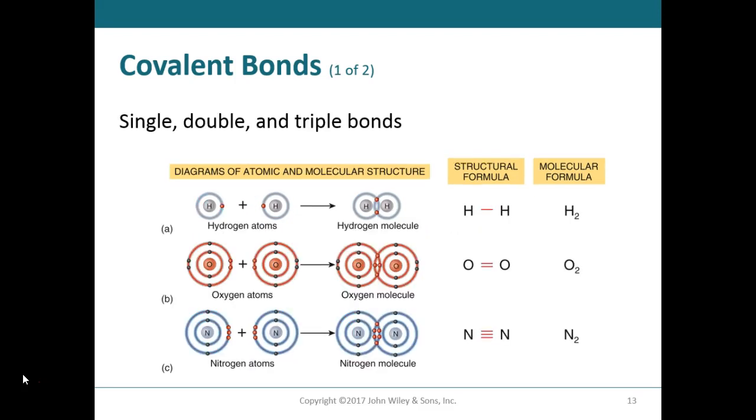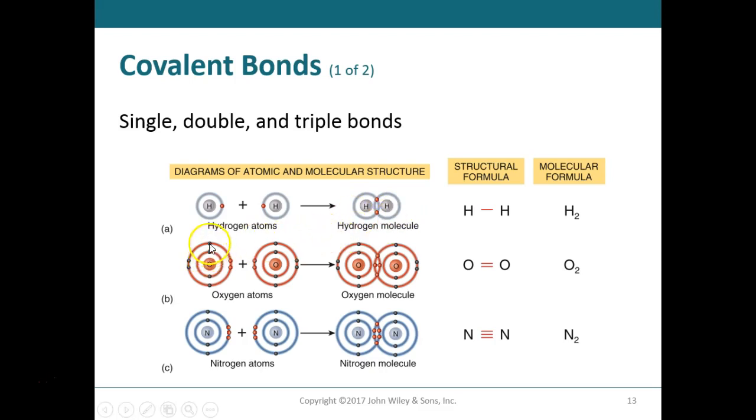And that should be on that slide. So here you can see examples of that where you've got two hydrogen atoms sharing 2 electrons. Remember, hydrogen only has the 1 electron shell and it's full with 2. So by sharing electrons, both of these hydrogen atoms are fully filled and absolutely happy. So they form a hydrogen molecule.